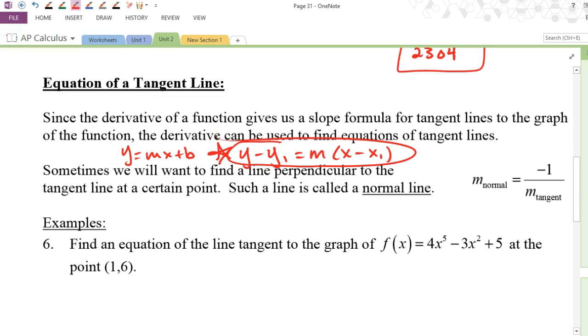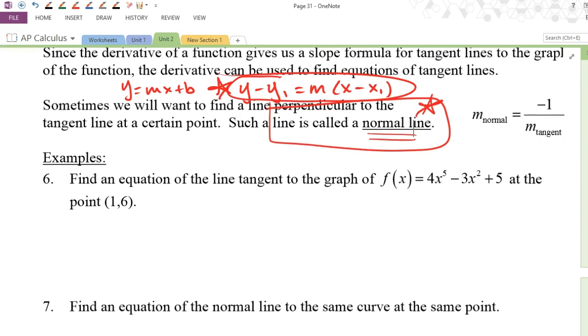Every once in a while they ask you to find the line that's perpendicular to the tangent line. This is a new term for me. The normal line is simply perpendicular to the tangent line. You might star this just in case they ask you that question. The normal line is perpendicular to the tangent line. And you guys remember perpendicular is simply the negative reciprocal slope, right? That's old information.